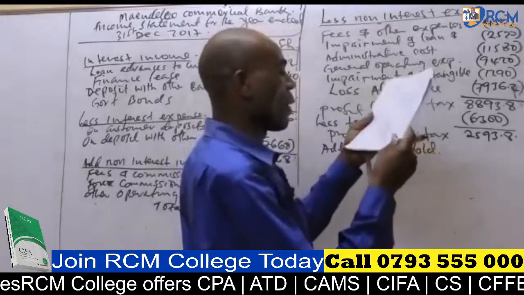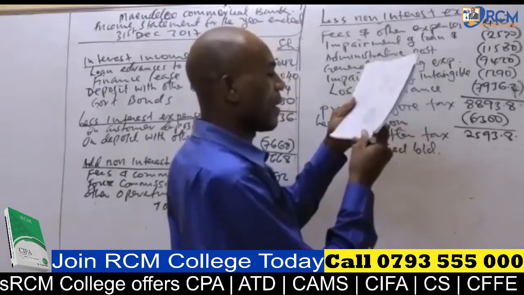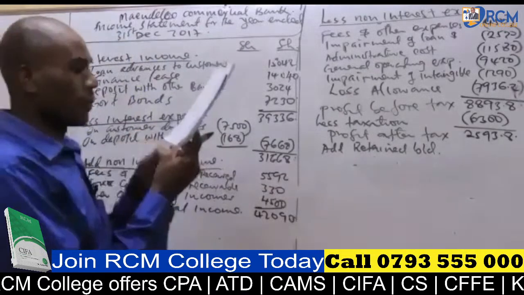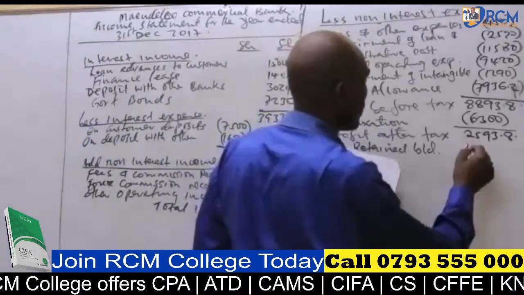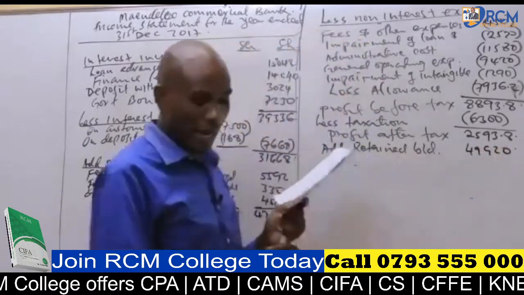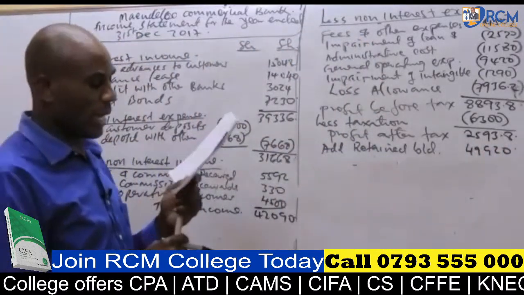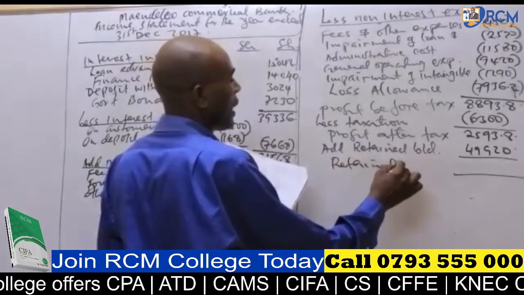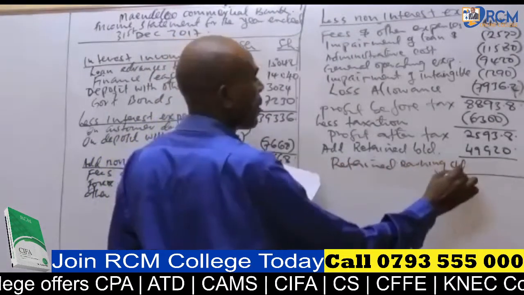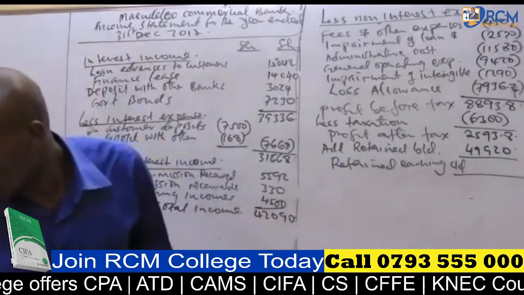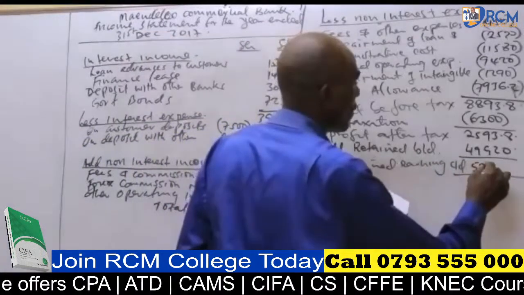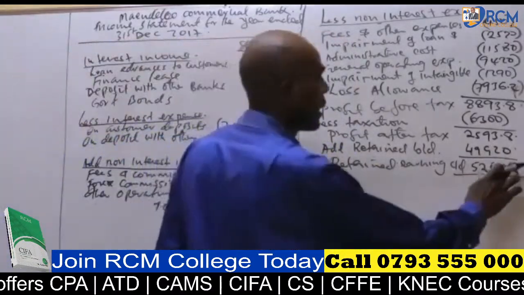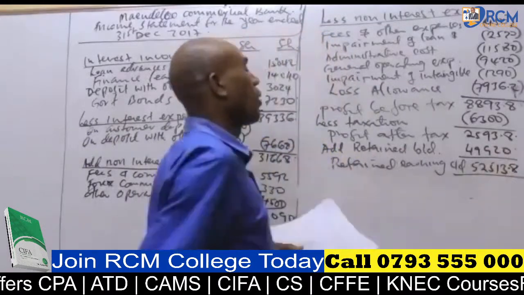Retained earnings brought forward, we are given in the trial balance as at 1st January 2017 as 49,920. Then we add, and we get retained earnings carried down of 52,513.8. That is the end of our income statement.